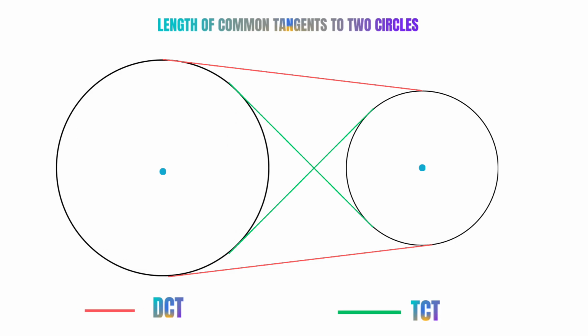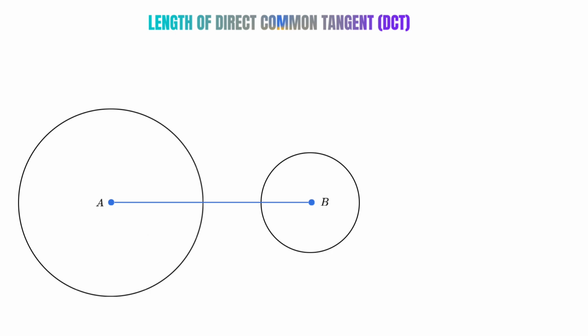Now let's dive into each one by one. Imagine two non-intersecting circles placed side by side. Let their radii be R1 and R2. Let the distance between their centers be D. And you are drawing a straight line that touches both circles from the outside. This is called a direct common tangent, like a rope just brushing past both tires without cutting between them.